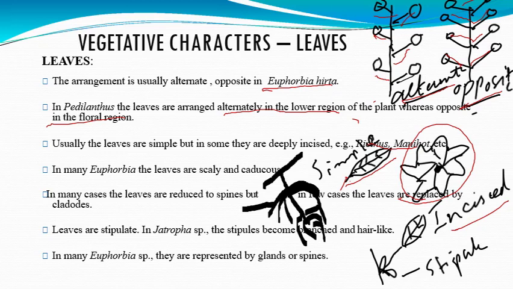Here in some cases the base of the leaf possesses hair-like or branch-like structures or small leaf-like structures that we call stipules. So at the base, stipules are present. So the Euphorbiaceae family also possesses stipules, and those leaves that possess stipules we call stipulate. And in many Euphorbia species they are represented by specific types of glands or spines.